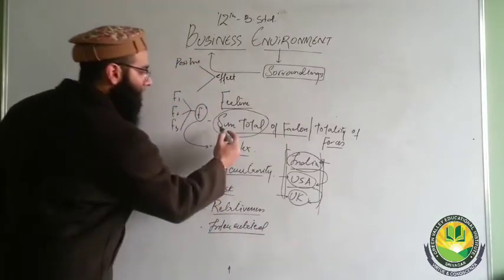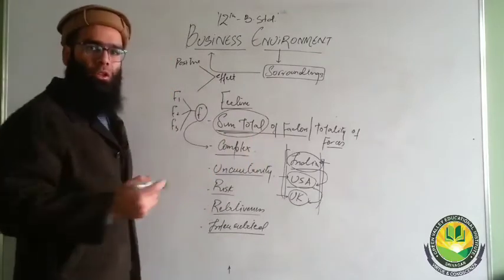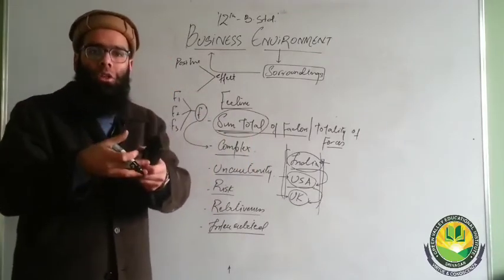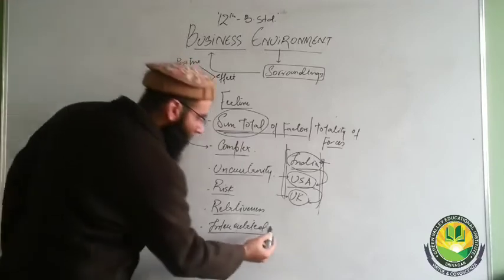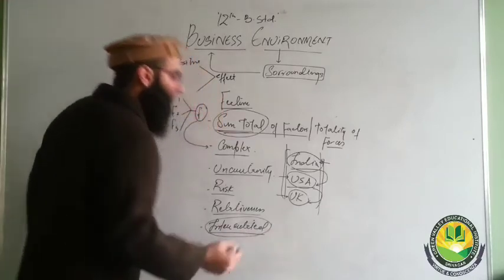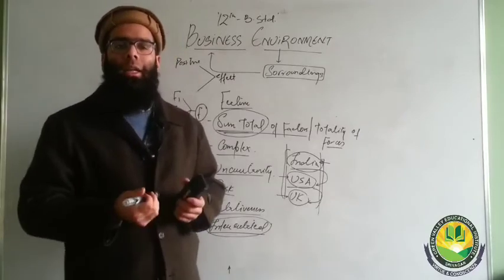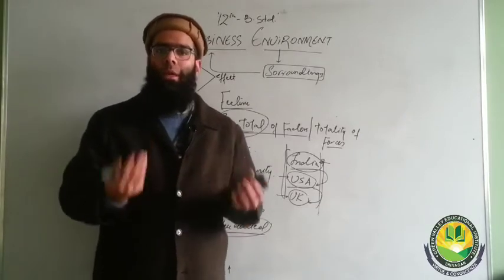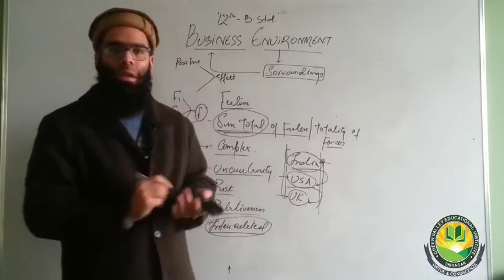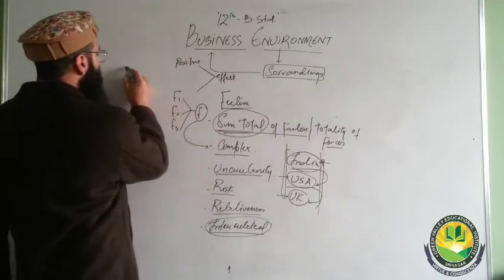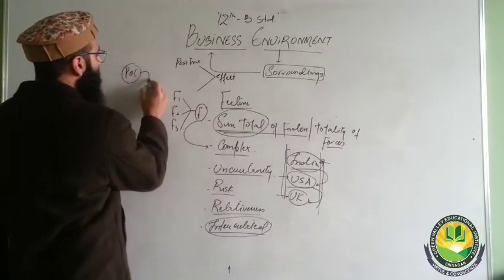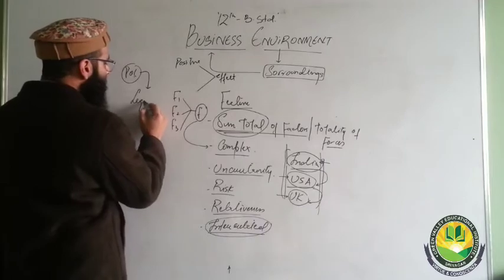Like we said, in the sum totality, they join, they converge. Why do they converge? Because they are interrelated. A simple example I will provide. When a political system changes, a new party comes into existence. When this political party comes to power, it affects the legal system.